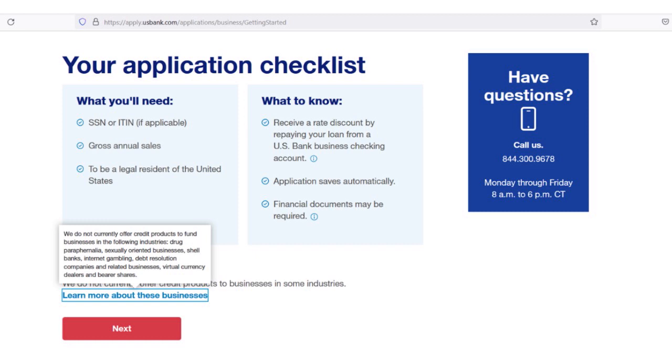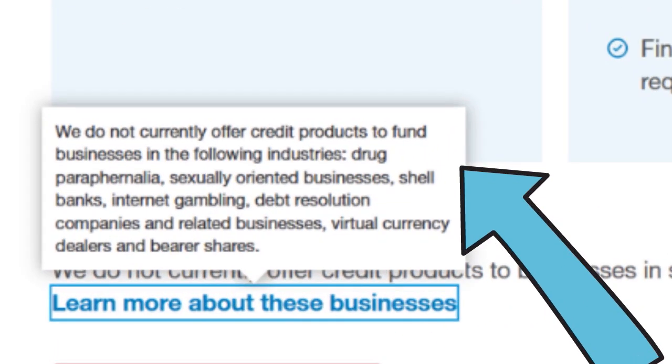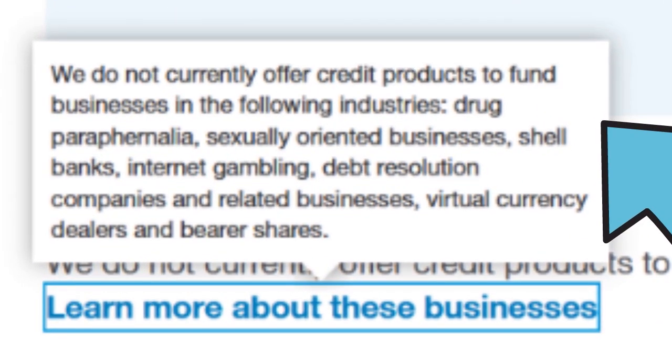And you can receive a rate discount by repaying your loan from a US Bank business checking account. I was talking to you earlier about the MPR, and the application will save automatically, and financial documents may be required. Next, you can see here that they're also showing you some industries, what they call the prohibited industries. You have to be aware of that. You can see on the screen, everything relating to marijuana or the adult industry, they're just trying to stay away from that.